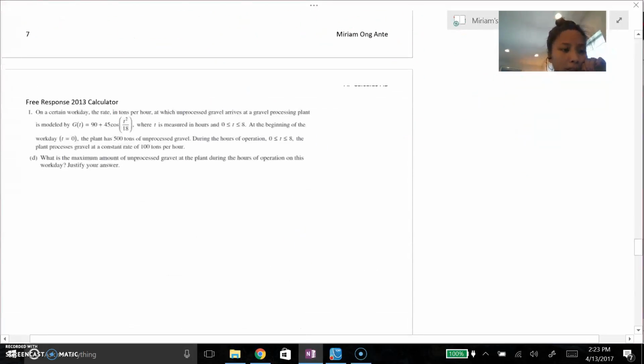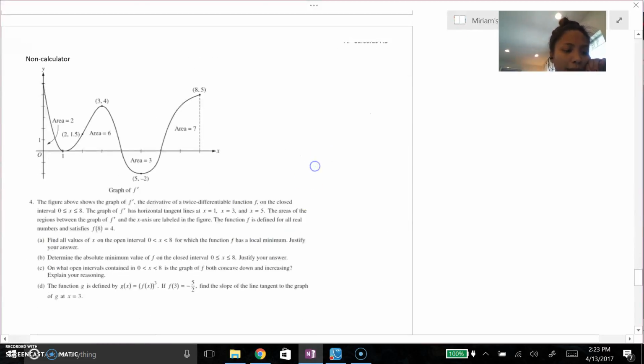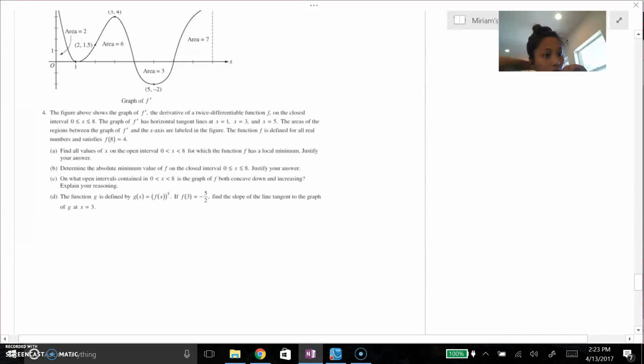For the free response 2013, number 1 and number 4, make sure you pick up a copy of the solution with the scoring guidelines so you can see exactly the breakdown of the score and how to answer those two problems. They're good practice.